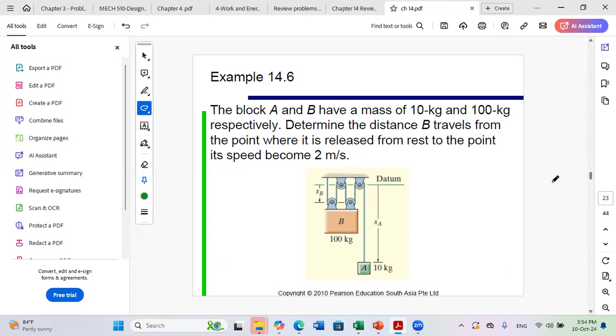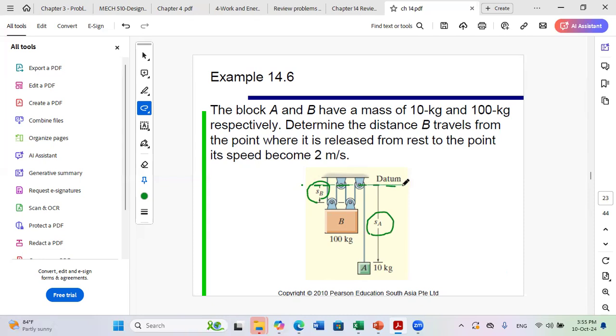Okay, so in this problem, first we have two blocks that are connected by pulleys. This is why I tell you never separate chapters. You need to combine several chapters to solve your problem, okay? So in general, whenever you have a system of pulleys, of course, you will need to relate the motion of A to the motion of B. That's why the first step will be to take a datum. And here, since both blocks are moving vertically, you can take the datum to be horizontal.